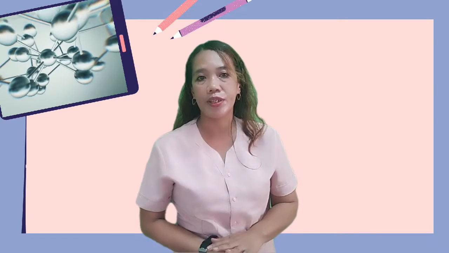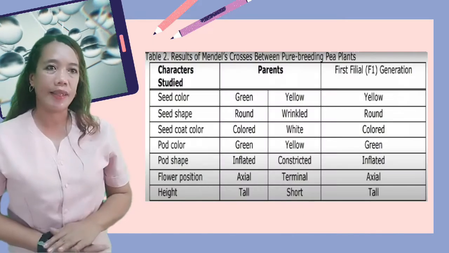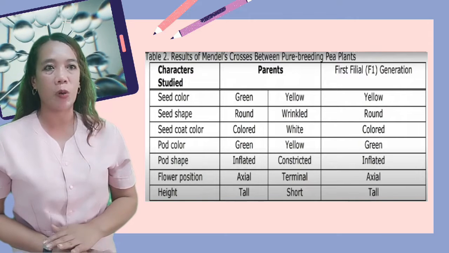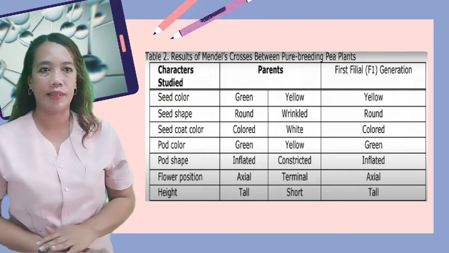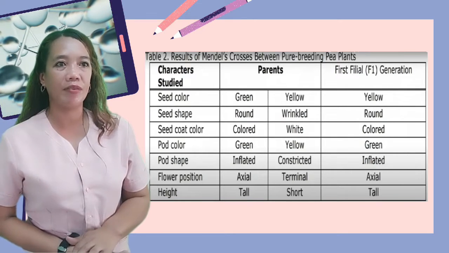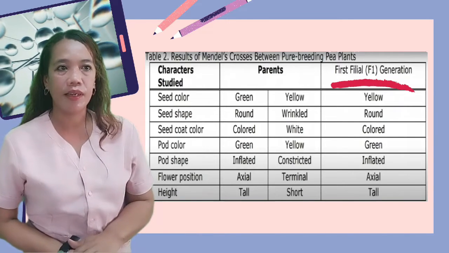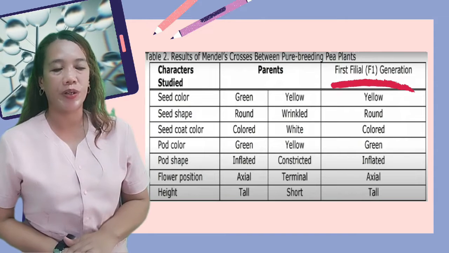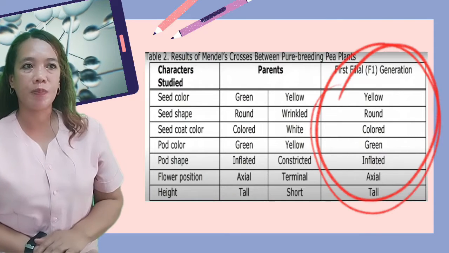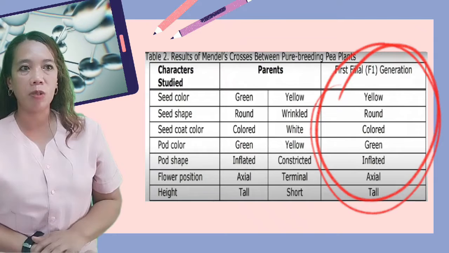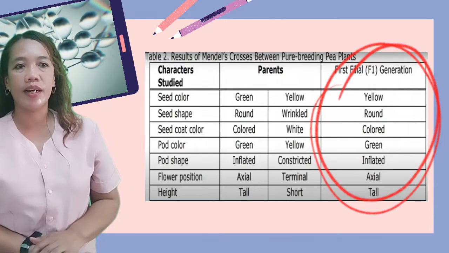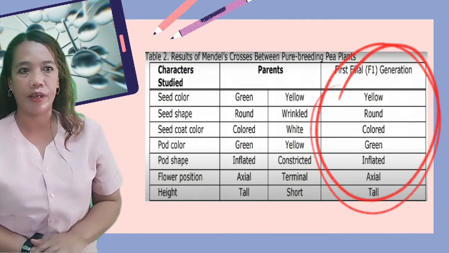In Mendel's experiment, he began cross-pollinating peas with contrasting traits. He called this cross the first parental generation or P1. The table shows the result of Mendel's crosses between pure breeding pea plants. We have in the table the characteristics being studied, the first parental generation or P1, and the first filial generation or F1. The first filial generation is the offspring of the parental cross. These are the results of cross-pollinating the parents.